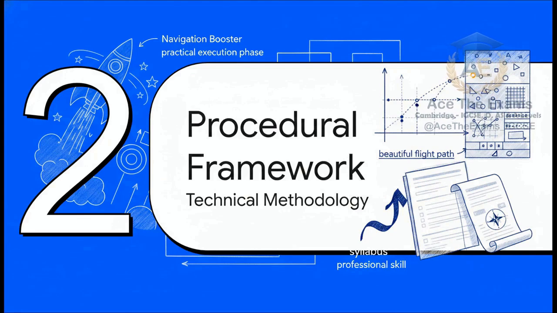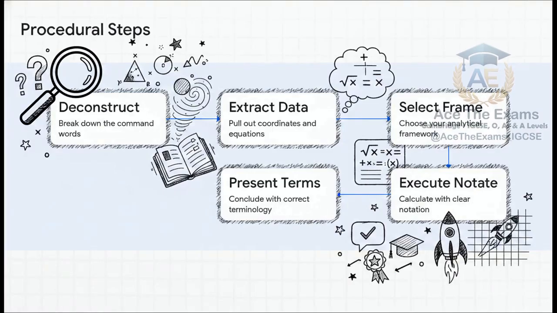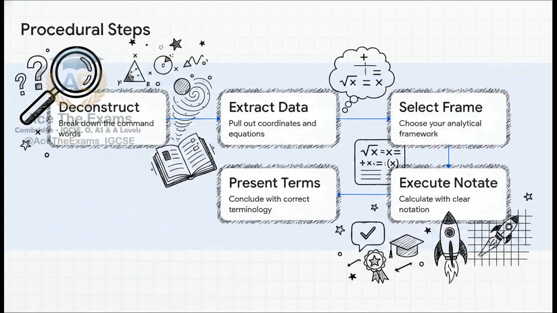Section 2. The procedural framework. Let's move into execution. All right, let's walk step by step through the ultimate examination sequence to lock in those crucial method marks before time runs out. Step 1. Deconstruct the question. What is the actual command word here? Are they asking you to find, show that, or hence? Step 2. Extract the relevant data.